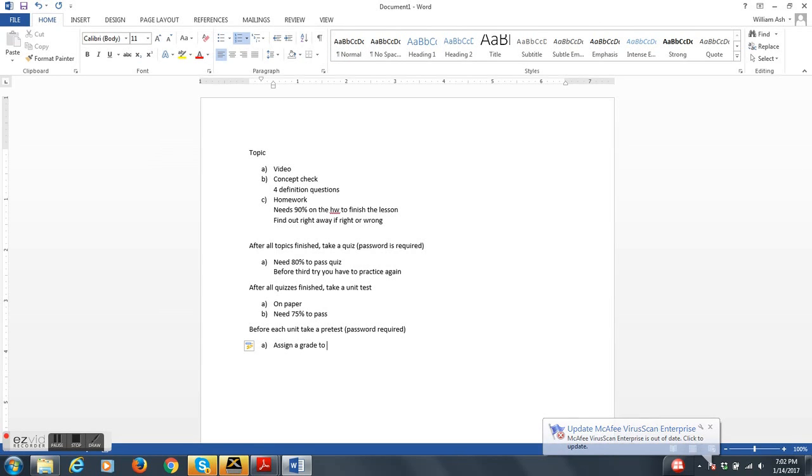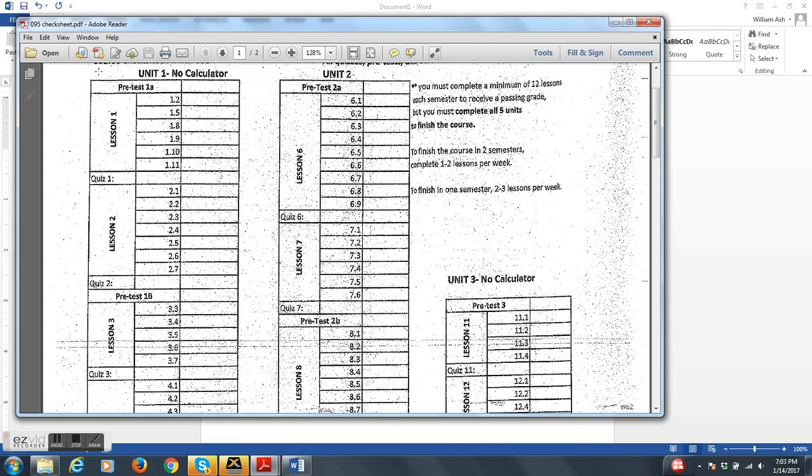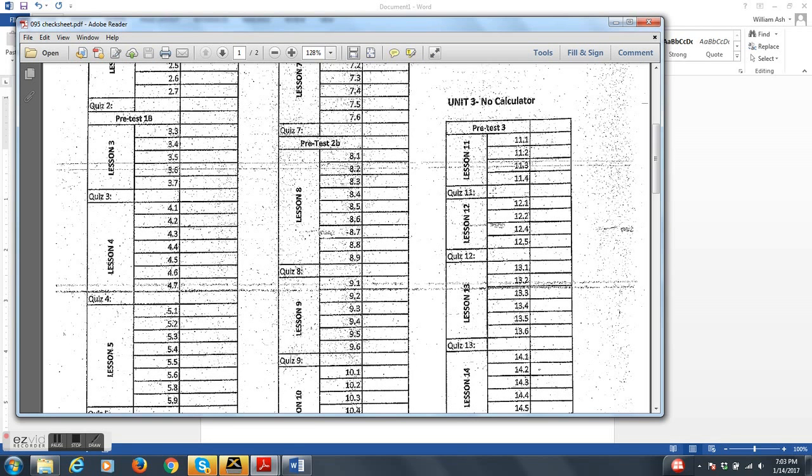So you'll take this whole pre-test, and it's going to determine what you know already. It'll assign a grade to each topic in the unit. And then anything over 90% can be skipped.